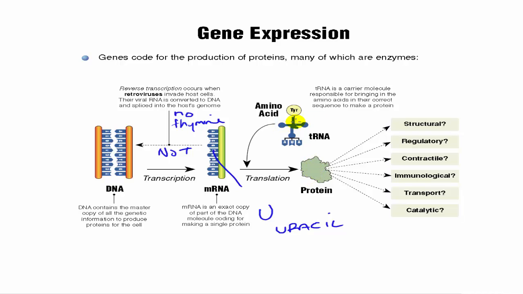There are all these amino acids attached to what are called tRNA, or transfer RNA molecules. They will attach to the 3 bases called codons on the messenger RNA and make a protein. And those proteins could be structural, they could be regulatory, contractile, things like antibodies, transport proteins like the ones in your cell membrane, or enzymes, catalytic proteins.